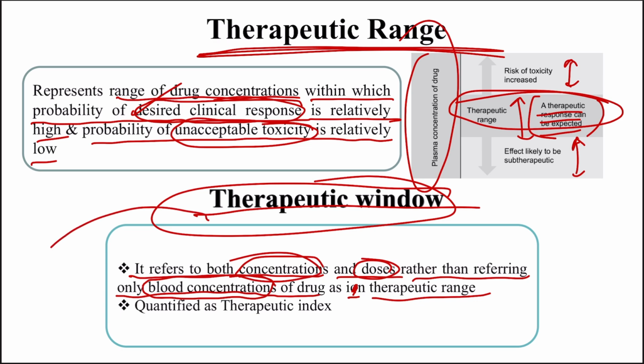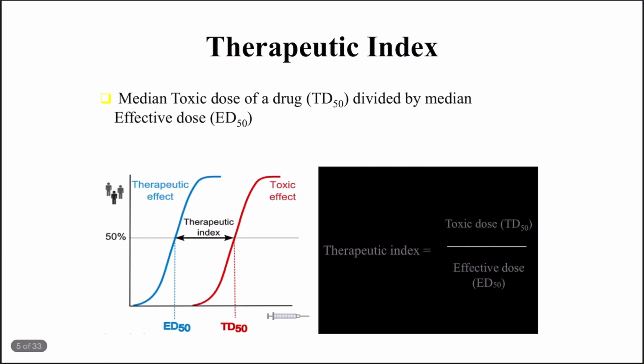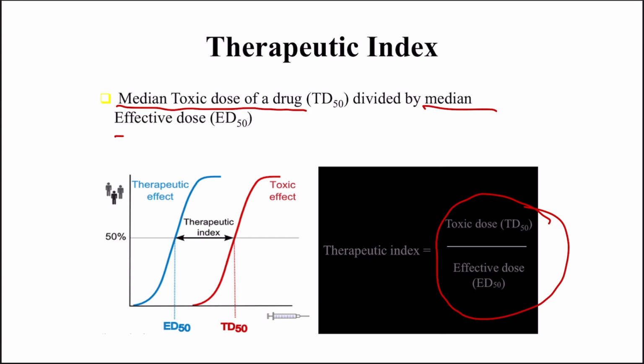So therapeutic window is quantified as therapeutic index. So what is therapeutic index? Therapeutic index is basically considered as TD50 by ED50, that is, toxic dose 50 by effective dose 50. So what are TD50 and ED50? TD50 stands for median toxic dose of a drug, and ED50 is median effective dose of the drug.